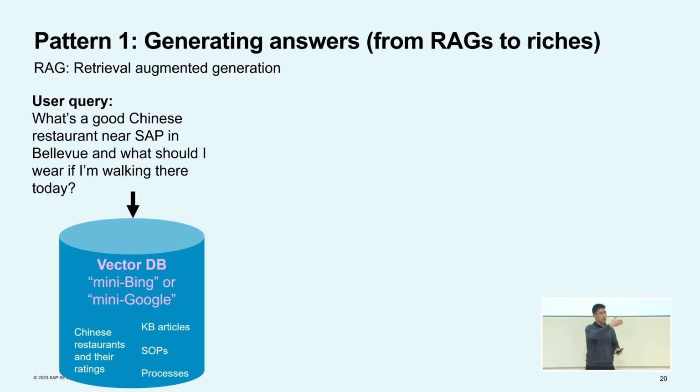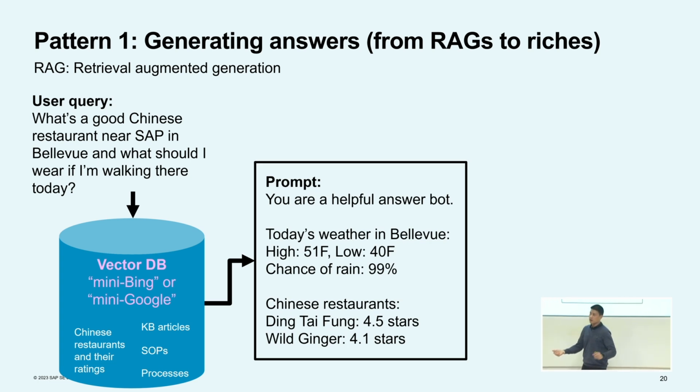And then every time the user has a query, you go into your mini search engine, and then it will come up with some answer. It will basically do that semantic matching, right? It will give you the most relevant information, and then this is what you put into that prompt, right? Exactly like what Mangesh had said. Then the prompt is something that you need to compose basically on the fly, and in this case, you're a helpful answer bot. The data I got from my mini search was today's weather in Bellevue, high of 51, low of 40, chance of rain, 99%. Shouldn't be surprising. And then Chinese restaurants, Din Tai Fung, Wild Ginger, and their ratings, right?